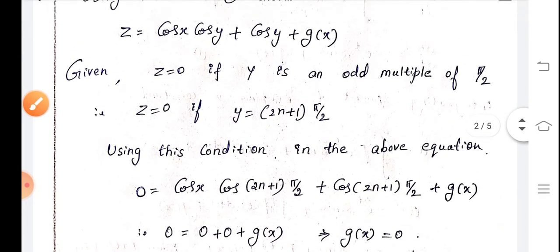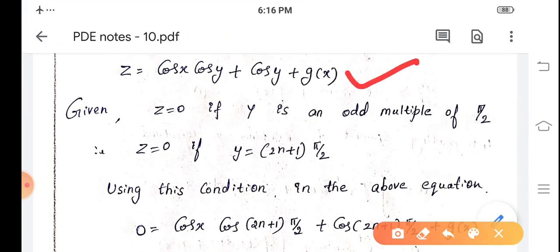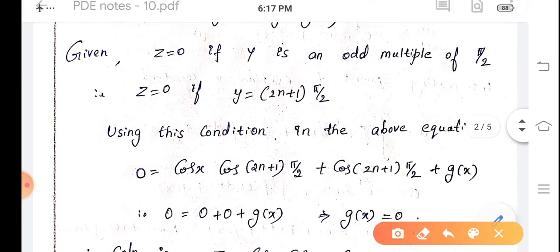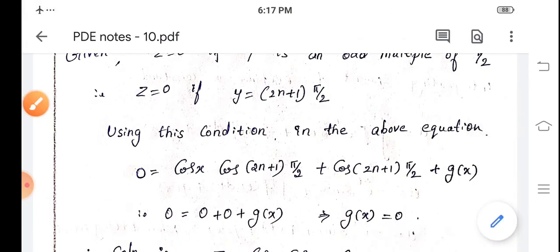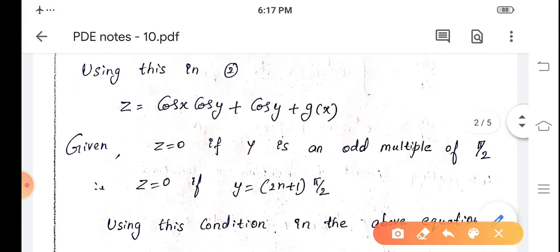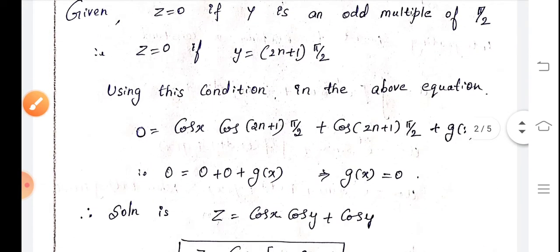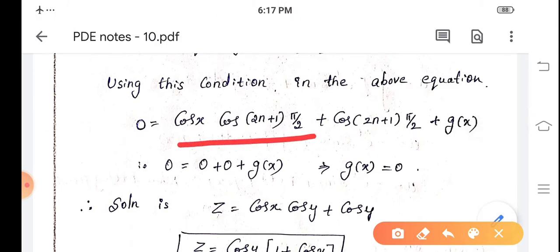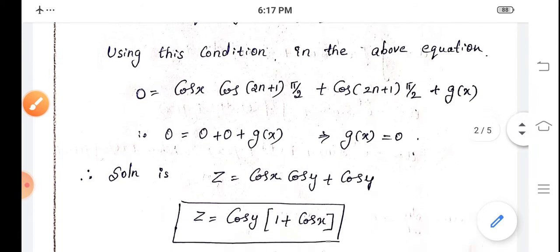So using this in the above equation, we write z equal to, that is 0, left hand side is 0, equal to, in the right hand side, we put y as (2n+1)π/2. Then we obtain cos x into cos of (2n+1)π/2, cos of (2n+1)π/2, plus g(x).